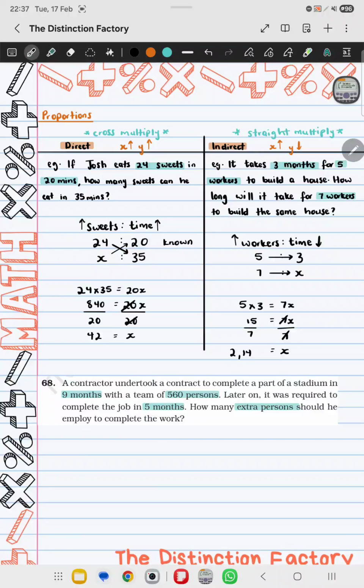So let's first determine whether this is direct or indirect proportion. We are comparing the number of people that he's got working on the house to the time that it takes them to complete the house. So if I have more time, actually less time, that means that I will have to employ more people to complete the contract. So that means that we have indirect proportion here.